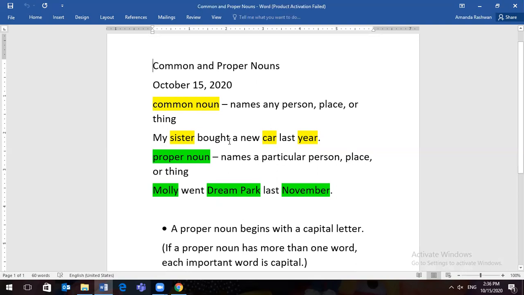All right, so common: sister, car, year, teacher, book, pencil, fan, wall, door, window. All of these are common nouns. Okay, I have a window in my house. You have a window in your house. This is a noun that is common. Proper noun is when we give a name to something.